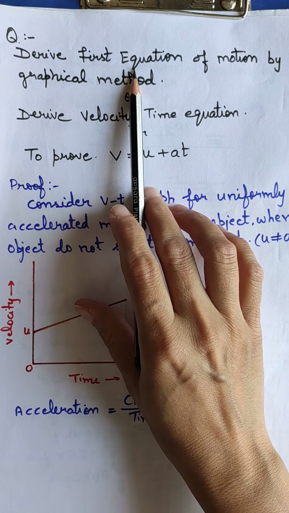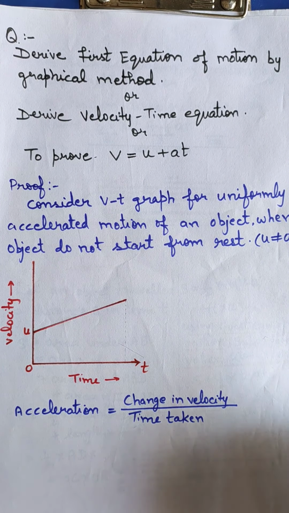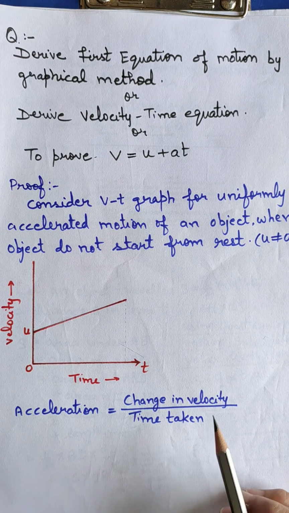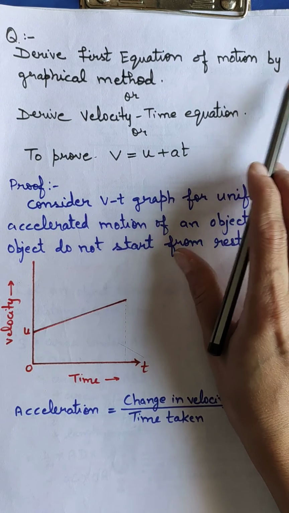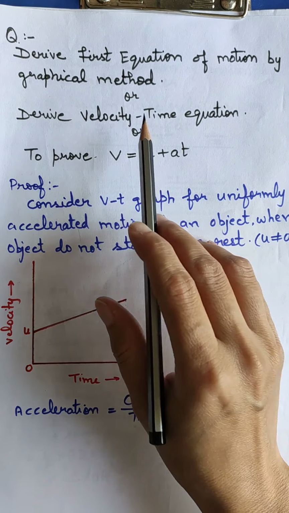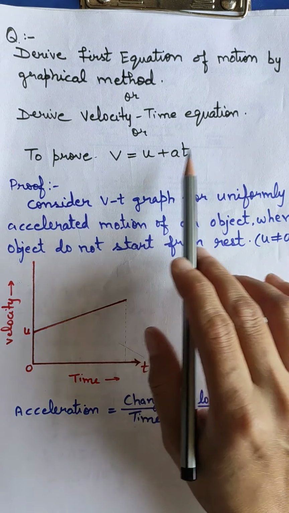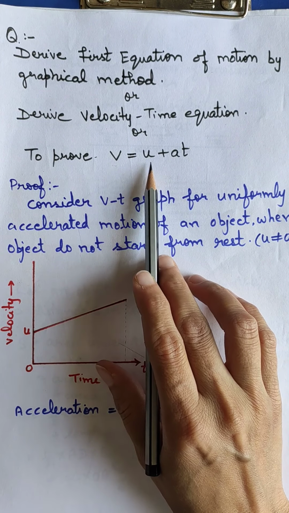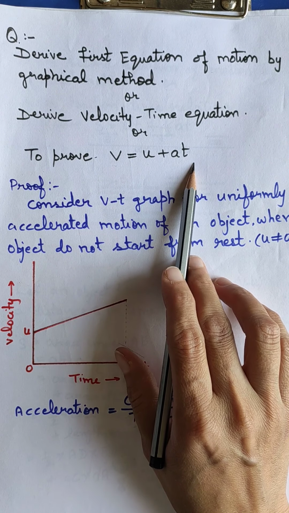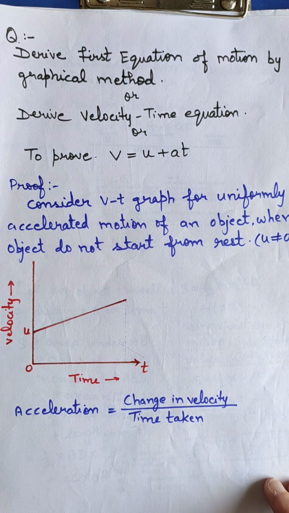In your exam, there can be a derivation as a question. You have to learn these derivations properly, or there can be numericals based on them. So the first question is, derive the first equation of motion by graphical method. Or the question can be, derive the velocity time equation. Or you may be asked to prove that final velocity is equal to initial velocity plus acceleration into time. Whichever question comes in the exam, you have to derive it like this.